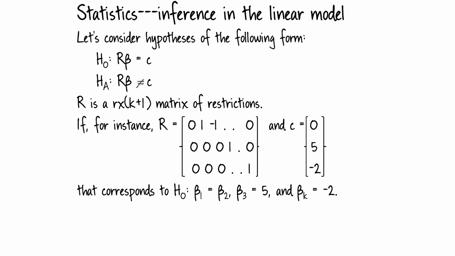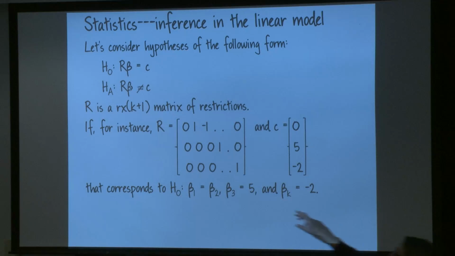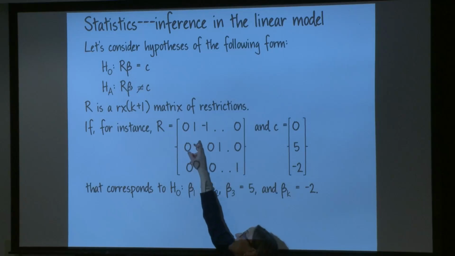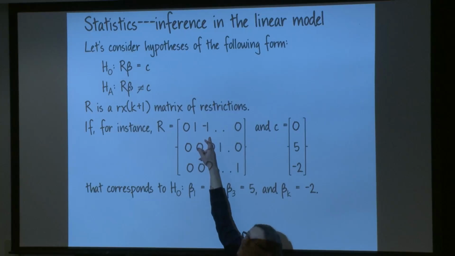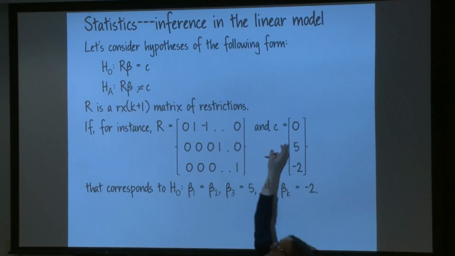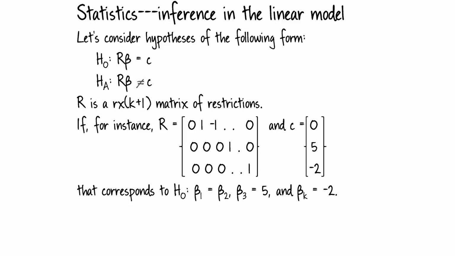Okay. So if I just wrote out, just multiplied the R matrix by beta, and wrote these out as equations, I would get beta 1 minus, so this is beta 0 here. So here's beta 1 minus beta 2 is equal to 0. Okay? And then I just rewrote that as beta 1 is equal to beta 2.